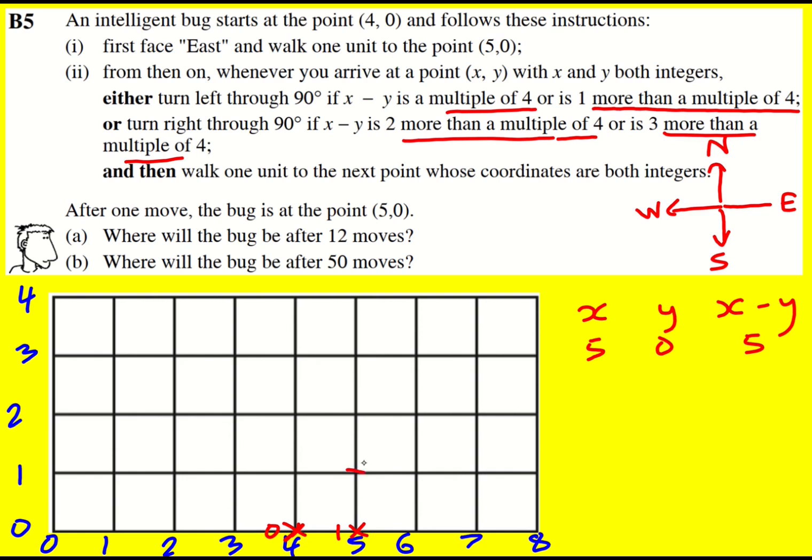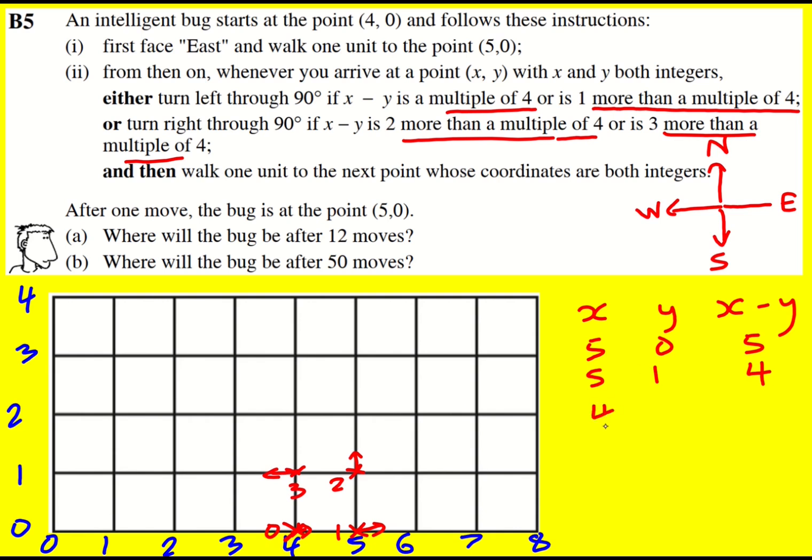So after 2 moves, the bug's going to turn left and move up to here. And I should probably then say which way it's facing. So it's facing this way, and now it's facing this way. And that's after the second move. So now we've got 5, 1. So x minus y is equal to 4. So again, the bug is going to turn left and move 1 space, to here, and be facing this way.